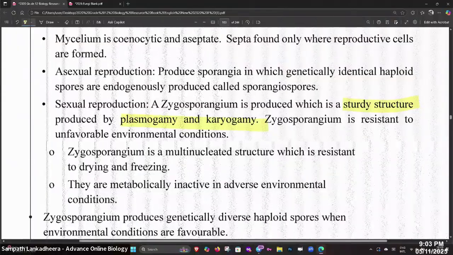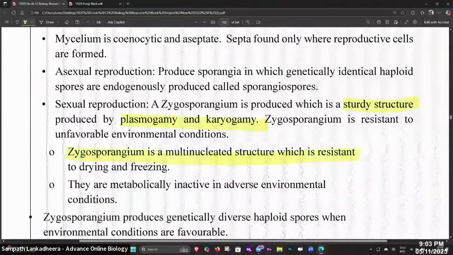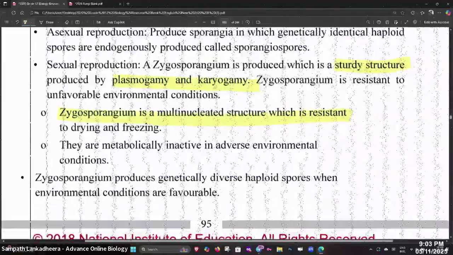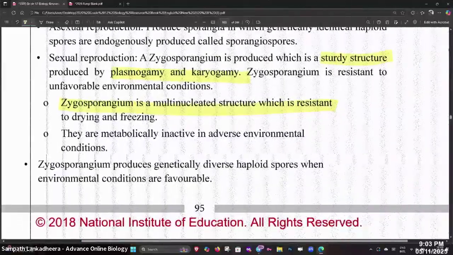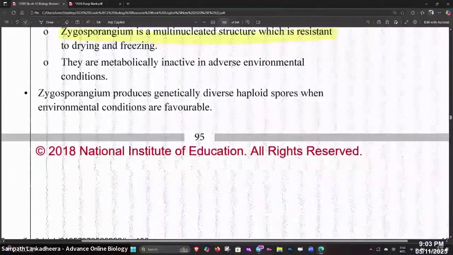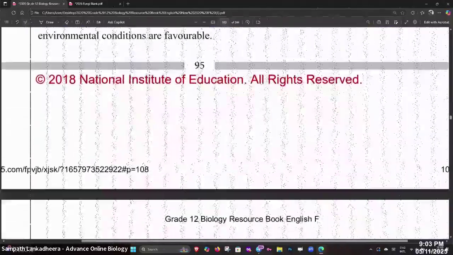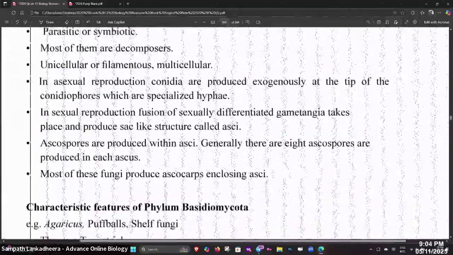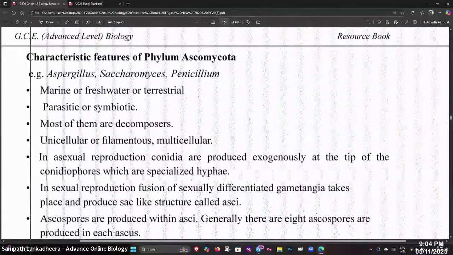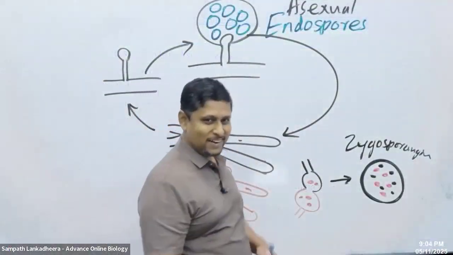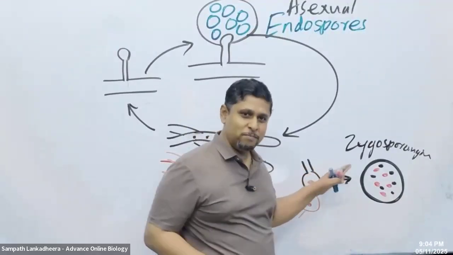Zygosporangium is a multinucleated structure which resists drying and freezing. They are metabolically inactive in adverse environmental conditions, and the zygosporangium produces genetically diverse haploid spores. Right? That's all. So this is the zygosporangium.